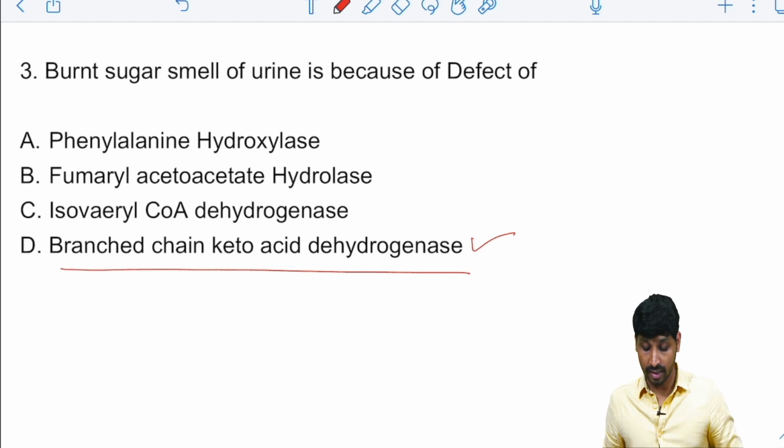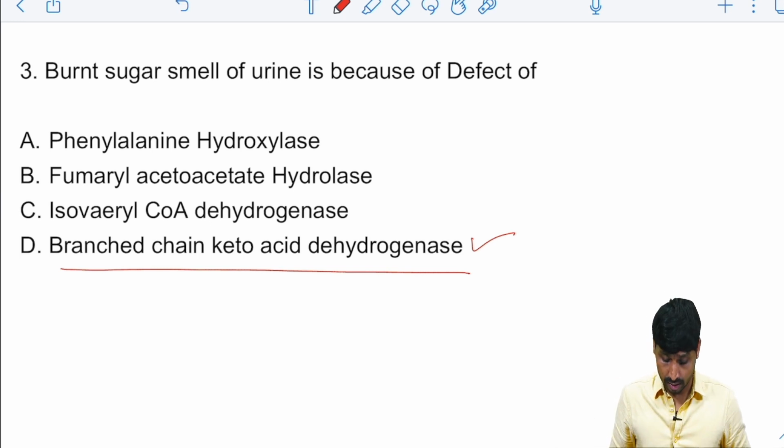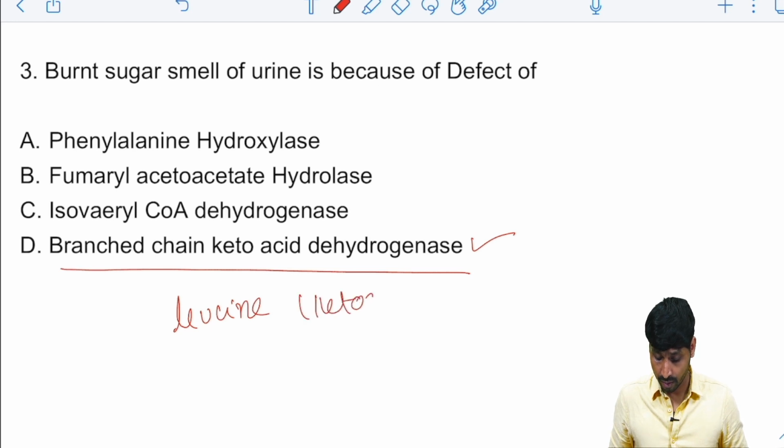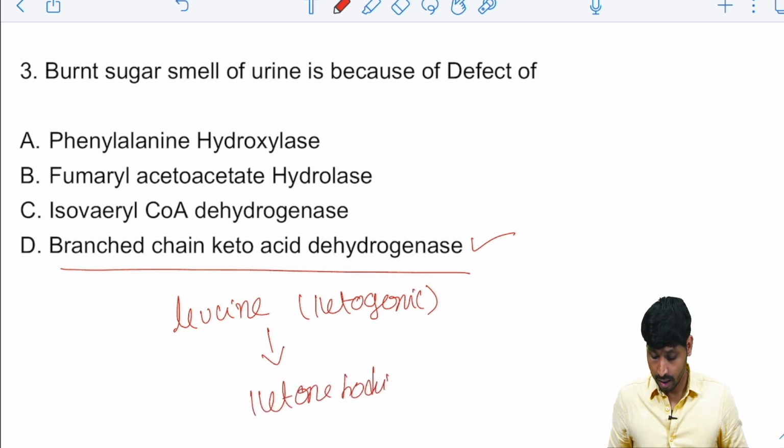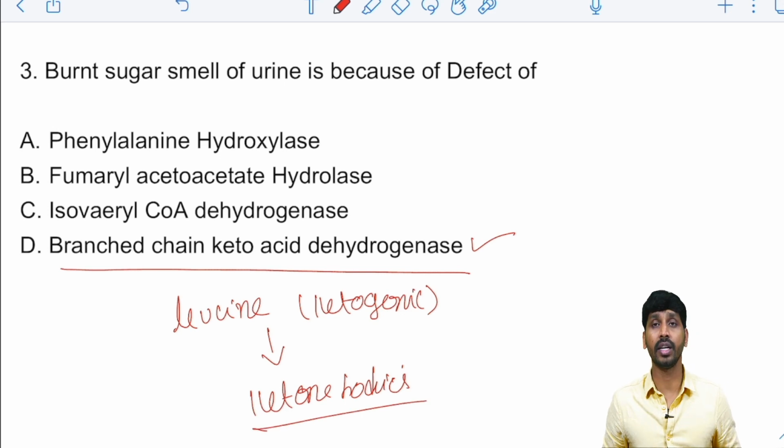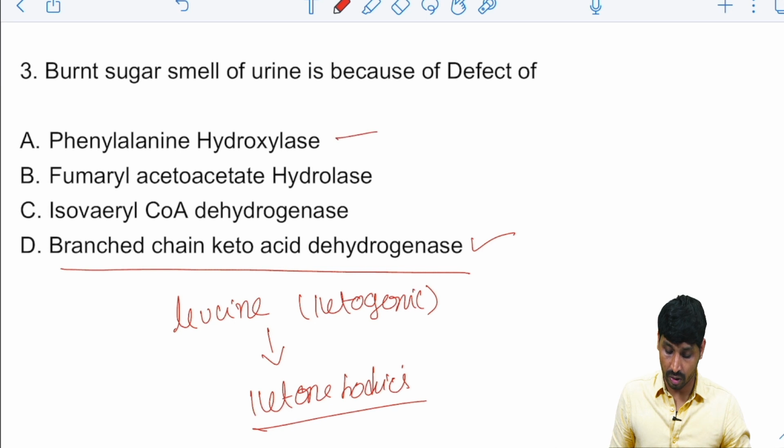And why is this the correct answer? Because the defect of this enzyme leads to accumulation of branched chain amino acids, especially leucine. Leucine is ketogenic, right, which produces ketone bodies, and these ketone bodies start excreting in the urine, which gives the burnt sugar smell of the urine, okay. And for the rest, like phenylalanine hydroxylase, I am just giving you examples further.